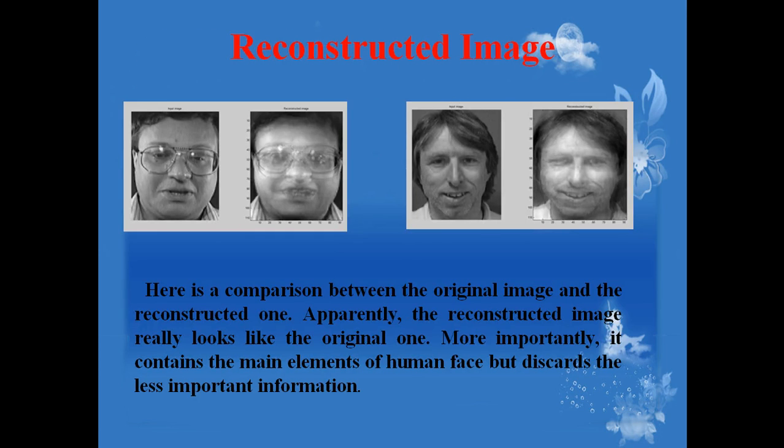Also, there is a comparison between the original image and the reconstructed image. Obviously, the reconstructed image looks like the original one, and they contain the most important information, which is the principal component of the image. That's the information I can use to classify it.